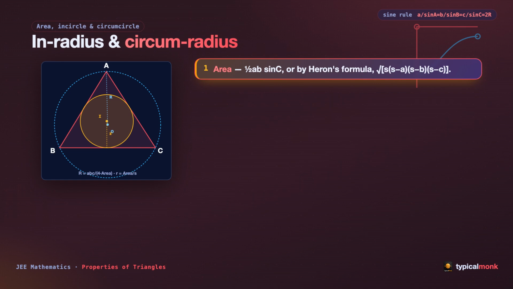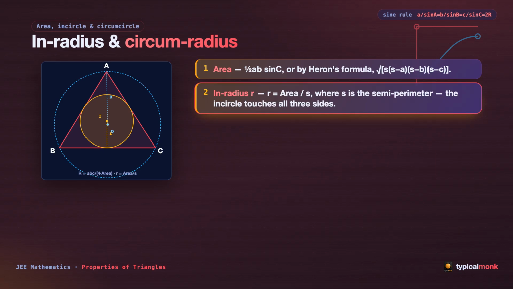Now look at the second picture. The same triangle, but wearing two circles this time. First, the area equals 1/2 times a times b times the sine of C, or from the three sides alone, Heron's formula, root of s times s minus a times s minus b times s minus c. Second, the inradius r equals the area divided by s, the semi-perimeter, and the circle of this radius, centered inside the triangle, touches all three sides at once.